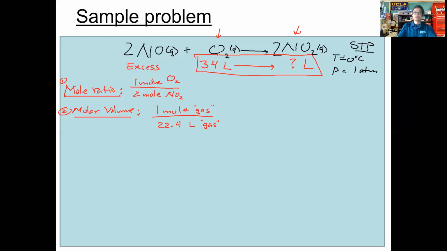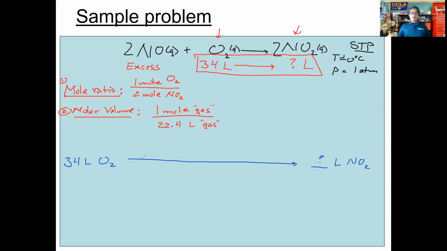So we start out with 34 liters of oxygen gas. We are solving for liters of nitrogen dioxide gas, and here it is on this side. So we're trying to find that number right there. So we'll plug it in.